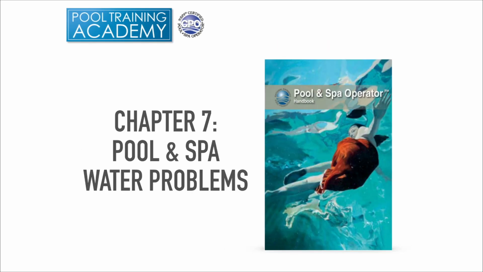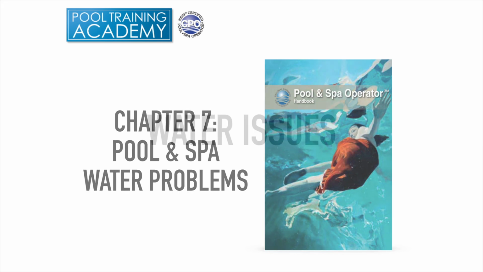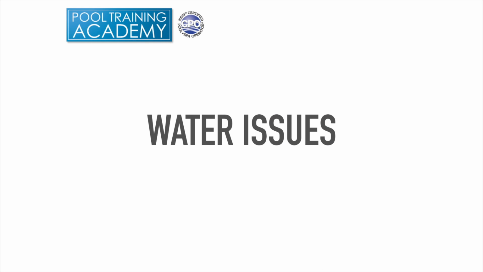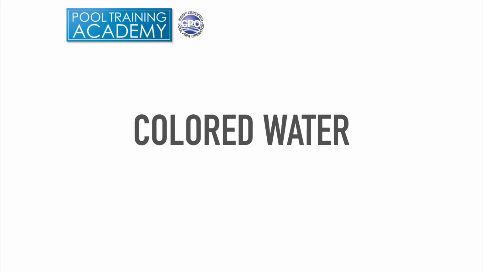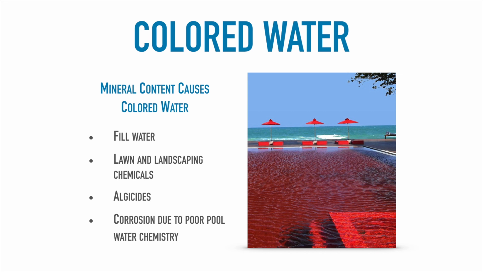Pool and spa water problems. For this chapter, we're actually going to start on page 79 of our books. We're going to be talking about water issues, primarily colored water issues. Now, discolored water comes from a bunch of different sources.